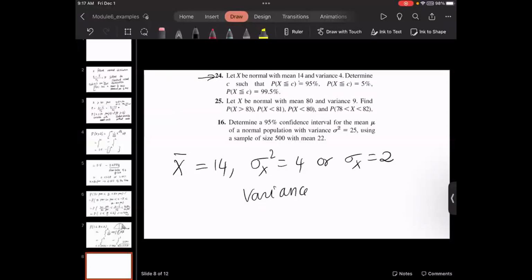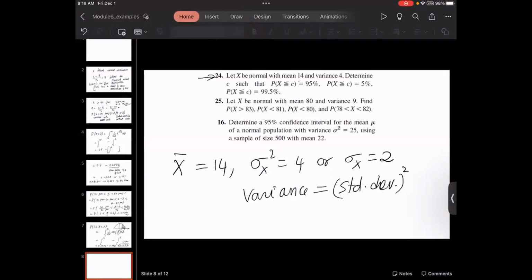Variance is equal to standard deviation squared, or you can think of it the other way also. All right. So given this mean and variance, determine C such that the probability of X less than or equal to C is 95%.